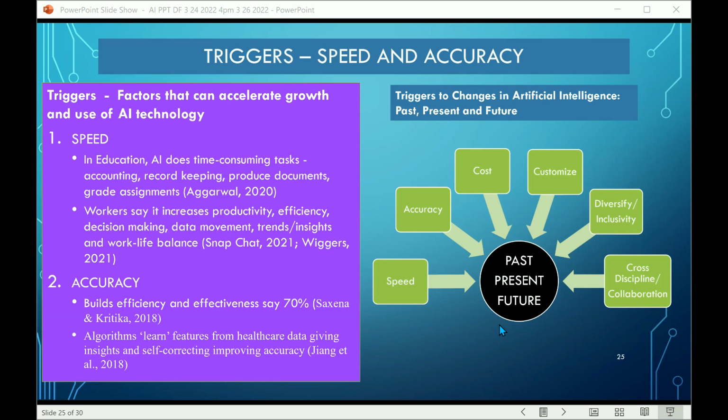So in speed, time-consuming tasks can be taken over with AI tech, such as record keeping, assignment grading, and filling out forms, freeing teachers for more active learning and to help students more. Workers report that AI tech helps them to become more efficient and more effective. 70% say that in a survey. They're also more productive, and it helps them to understand patterns, making insights and decision-making faster and easier for data access and use, improving work-life balance, and increasing accuracy, such as the insights in learning.